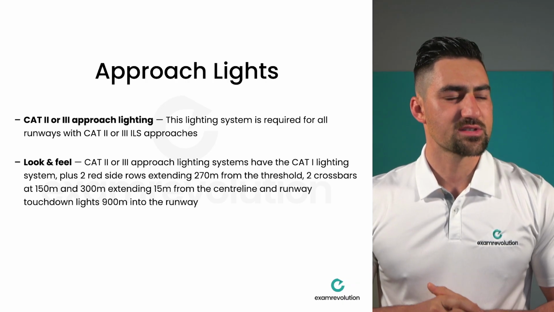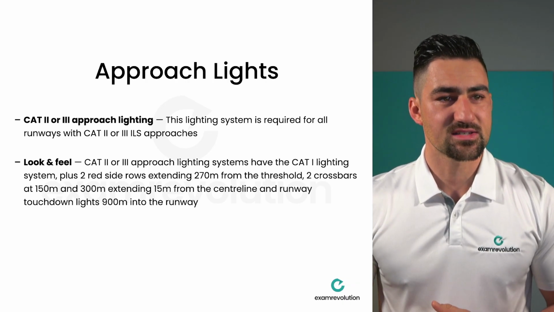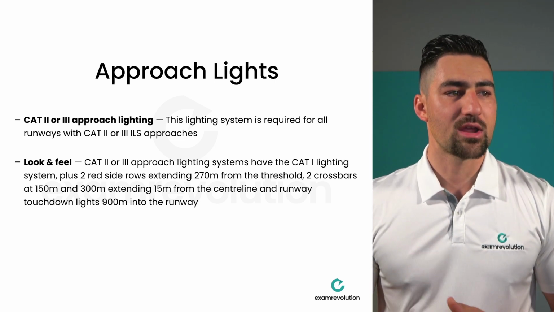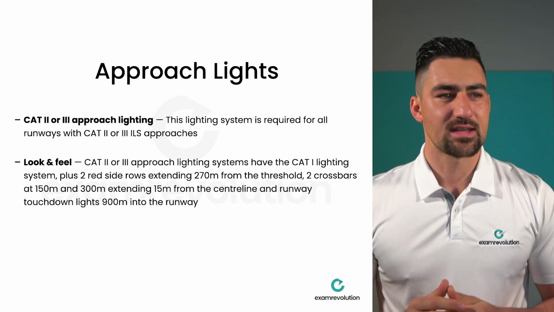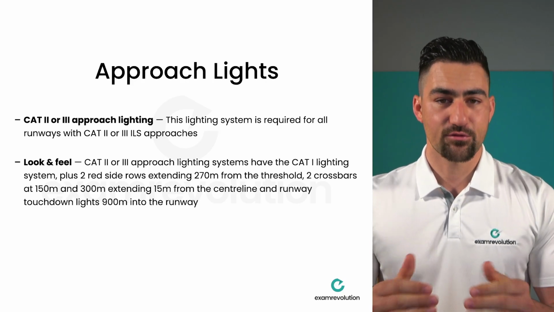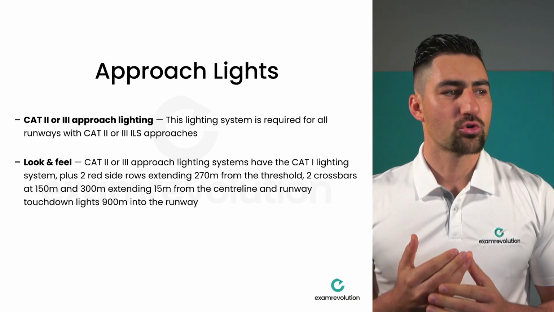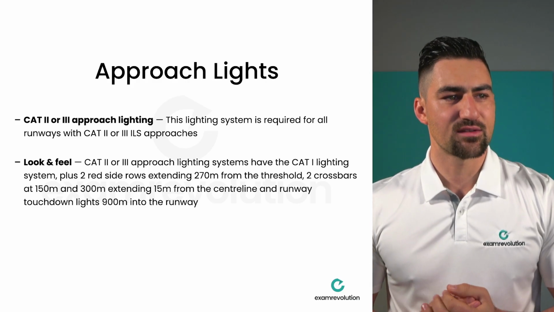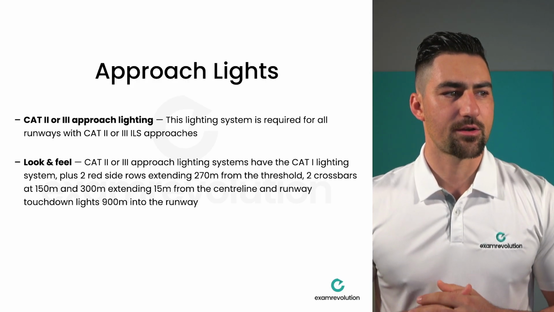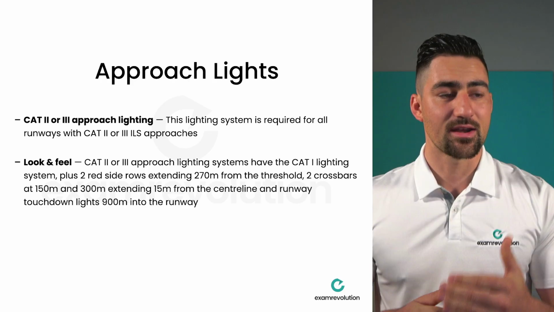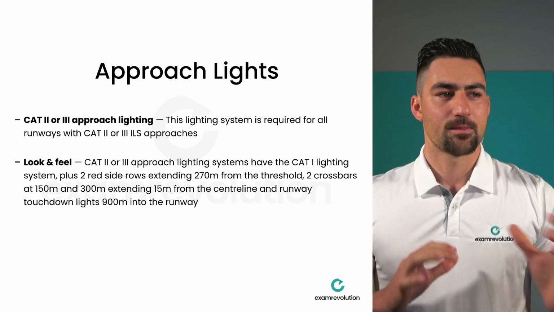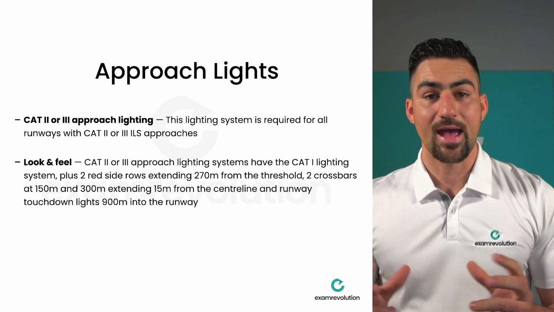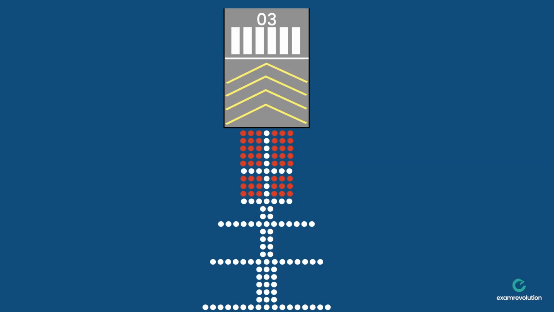So the look and feel of this, a category 2 or 3 approach lighting system, have the category 1 lighting system plus 2 red side rows extending 270 meters from the threshold, and then 2 crossbars at 150 meters and at 300 meters extending 15 meters from the center line and runway touchdown zone lights 900 meters into the runway. So it's got the category 1 approach lighting system, but then there's a few added lights. Let's have a look at what that looks like.